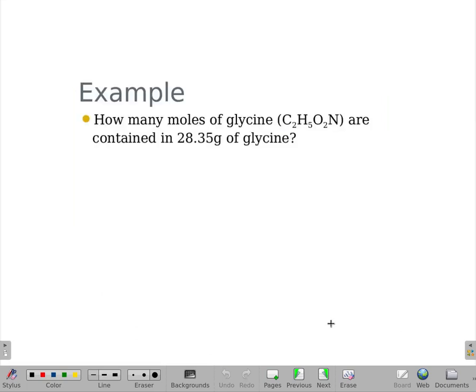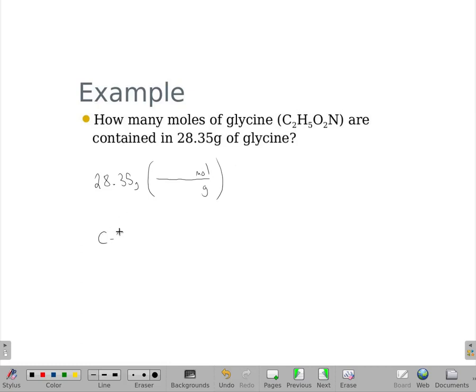All right, and we're going to do another one of these. We've got glycine here, which is an amino acid. It's one of our basic building blocks of all proteins. So if you ate this morning, you probably got some glycine in your diet. We want to figure out how many moles of glycine are in 28.35 grams. We want to do that conversion of grams to moles, and we need the molecular weight, so we need to figure out the molecular weight of our glycine.